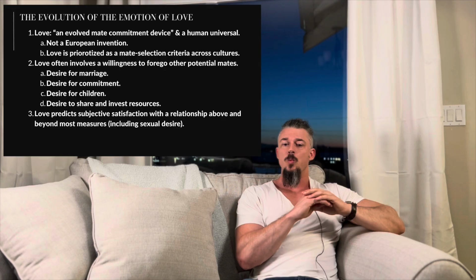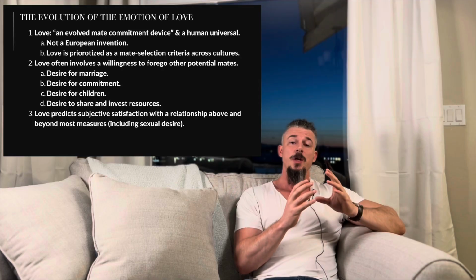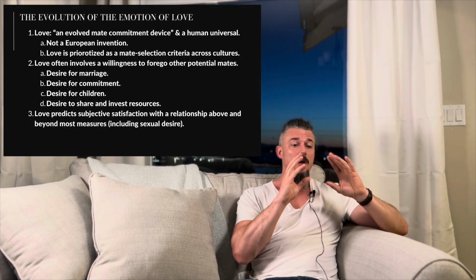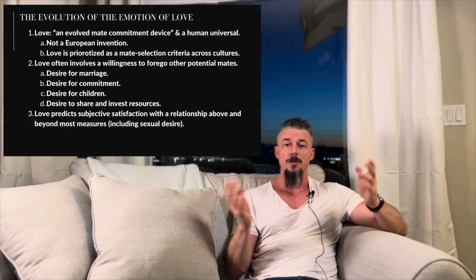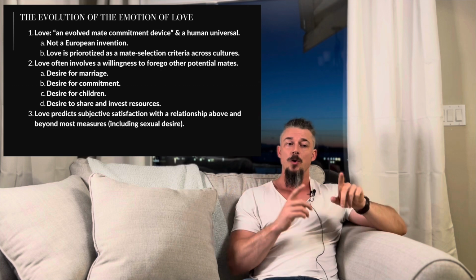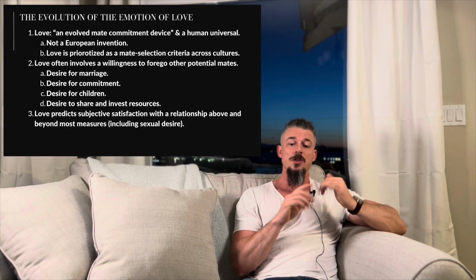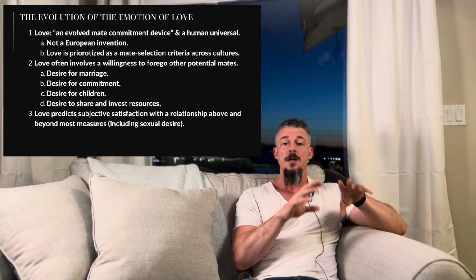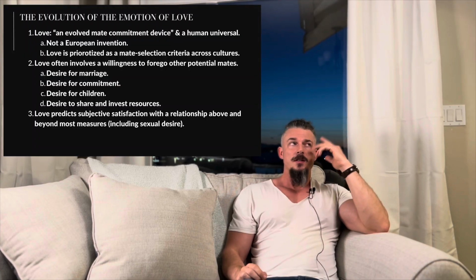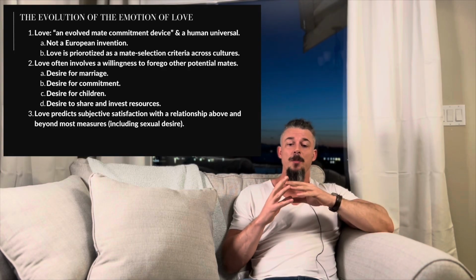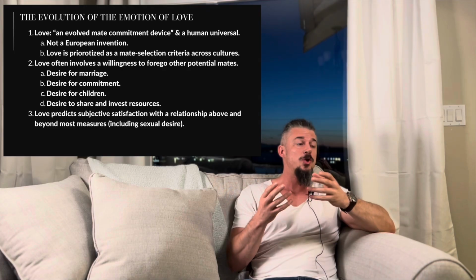Love also involves a willingness to forego other potential mates. As I said, pair bonding, serial monogamy, is the dominant human mating strategy. Humans form dyadic pair bonds for long periods of time. It doesn't mean people pick their first mate and stay with them until they die, but they form long-term pair bonds, okay? Desire for marriage, commitment, children, sharing and investing resources. All of these are big signs like, I'm going to invest fully in you, commit to you, I'm going to forego other mates, and now it's just us two, okay? So love predicts things like relationship satisfaction above and beyond most other measures, including sexual desire, including how attracted you are to a partner or how much you want to have sex with them.